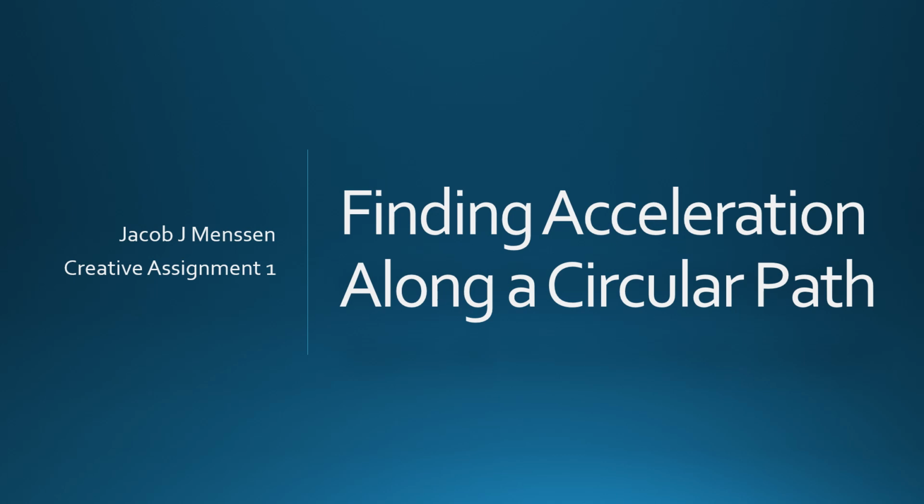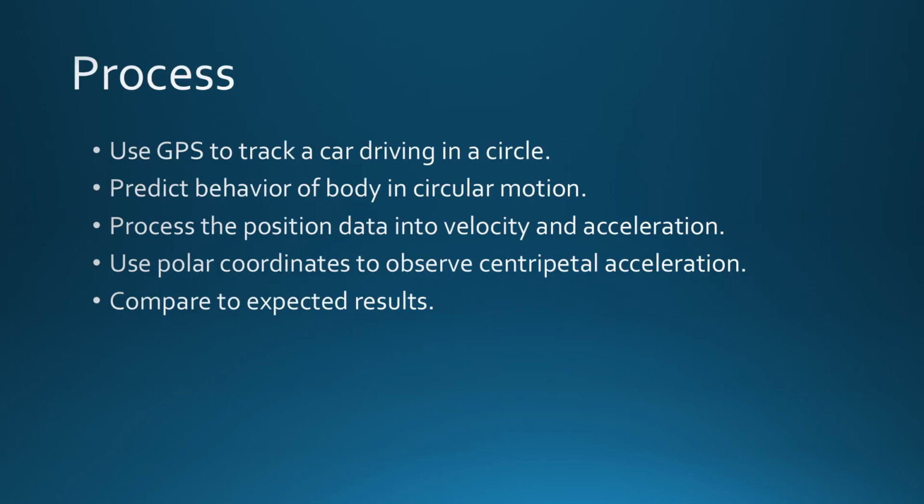I'm Jacob J. Menson, and this is my Creative Assignment 1, Finding Acceleration Along a Circular Path. In this experiment, I will be using GPS to track a car driving in a circle. By predicting the behavior of a body in circular motion and processing the position data into velocity and acceleration, I can use polar coordinates to observe centripetal acceleration and compare to the expected results.